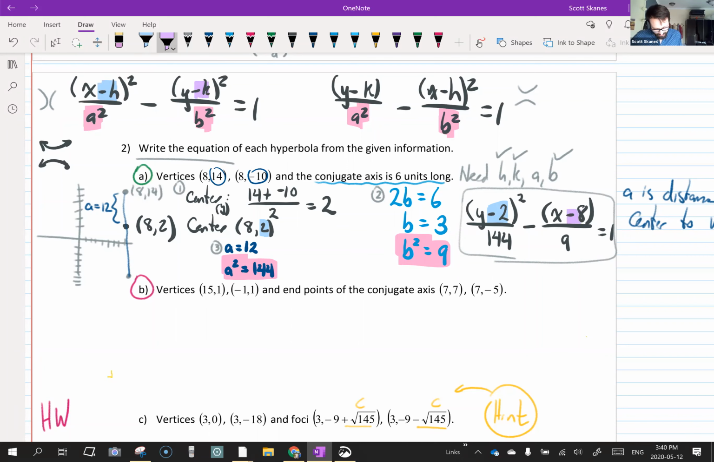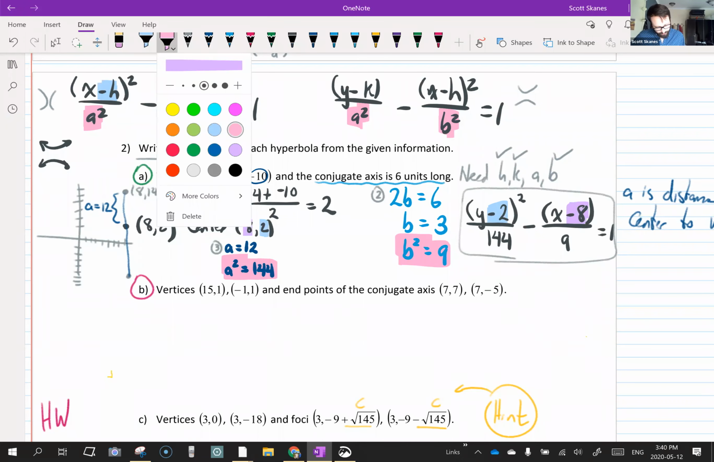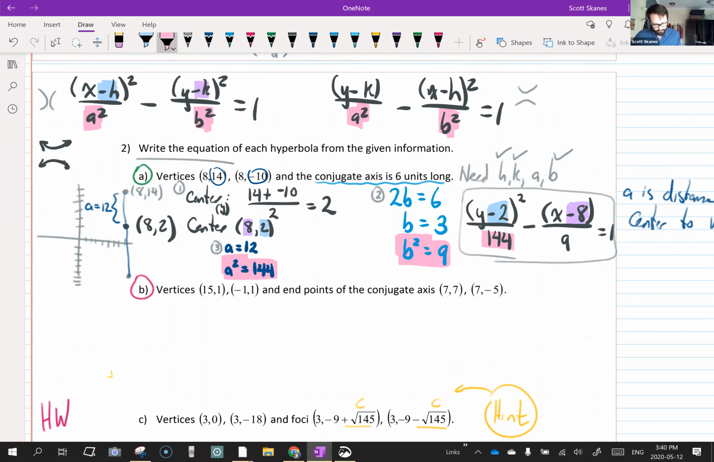x minus 8, where did that 8 come from? It came from the center. And finally, of course, where do these values come from? That's a squared and b squared. I guess I could have used a different color for b, but I'm sure you can understand what I did.